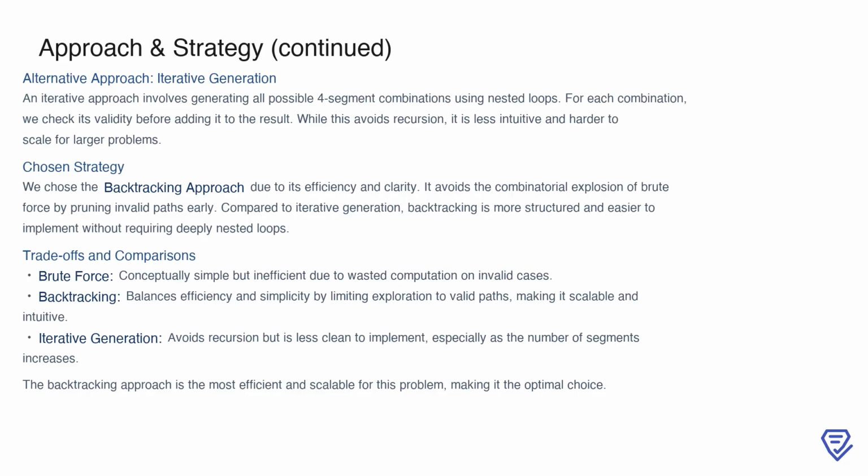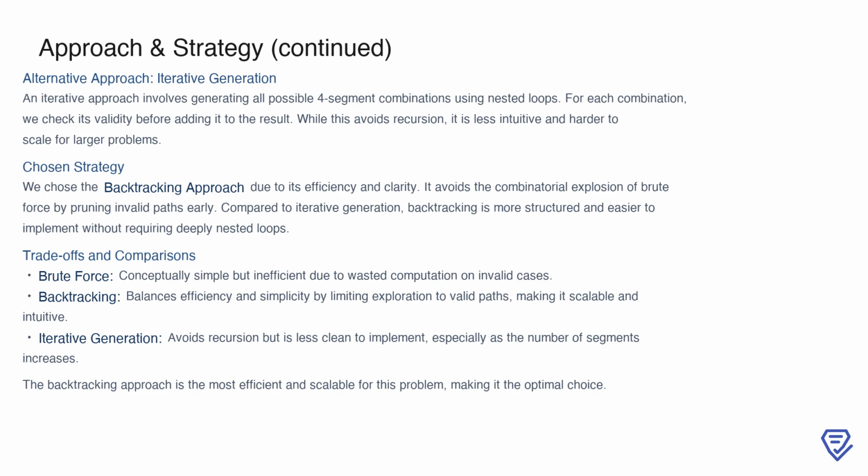Compared to iterative generation, backtracking is more structured and easier to implement without relying on unwieldy loops. When comparing trade-offs, brute force is conceptually simple but suffers from inefficiency due to wasted computation on invalid cases. Backtracking, on the other hand, strikes a balance between efficiency and simplicity by focusing only on valid paths, making it both scalable and intuitive. While iterative generation avoids recursion, its lack of clarity and scalability makes it less appealing.